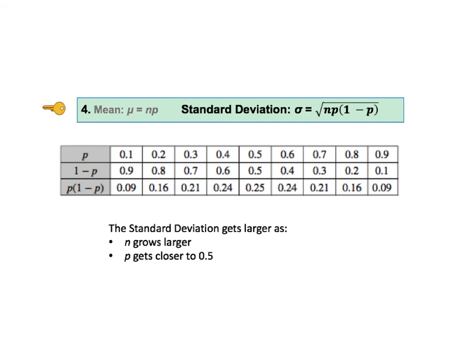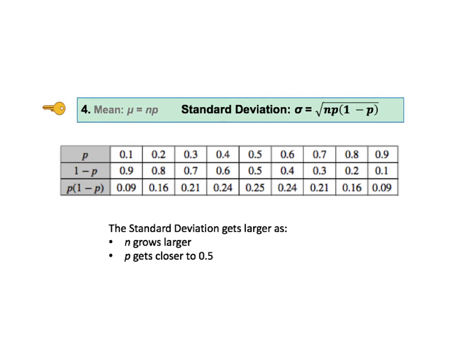The standard deviation of a binomial distribution is the square root of the quantity np times 1 minus p. The first thing this formula tells us is that the standard deviation grows larger as n grows larger. This makes sense because if n equals 5, then the possible counts, the x's, can range only from 0 to 5. If, on the other hand, n equals 30, counts can range from 0 to 30.